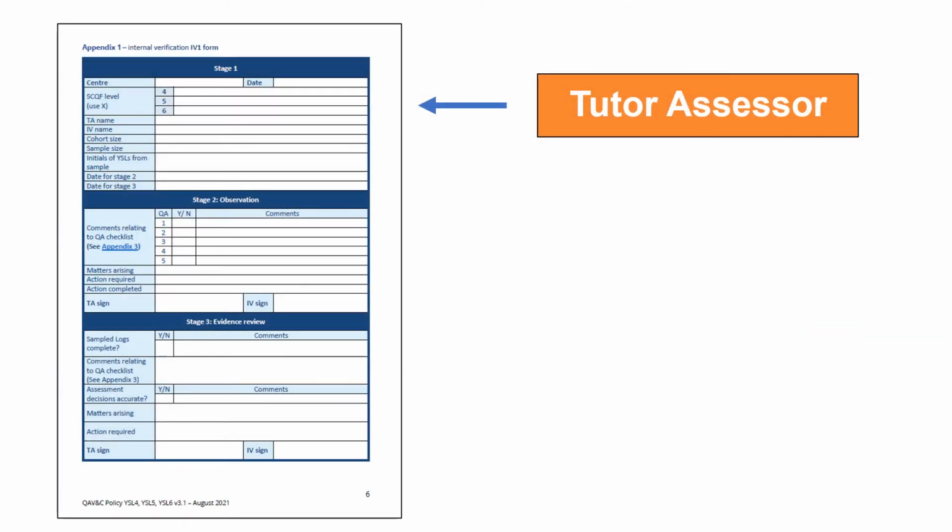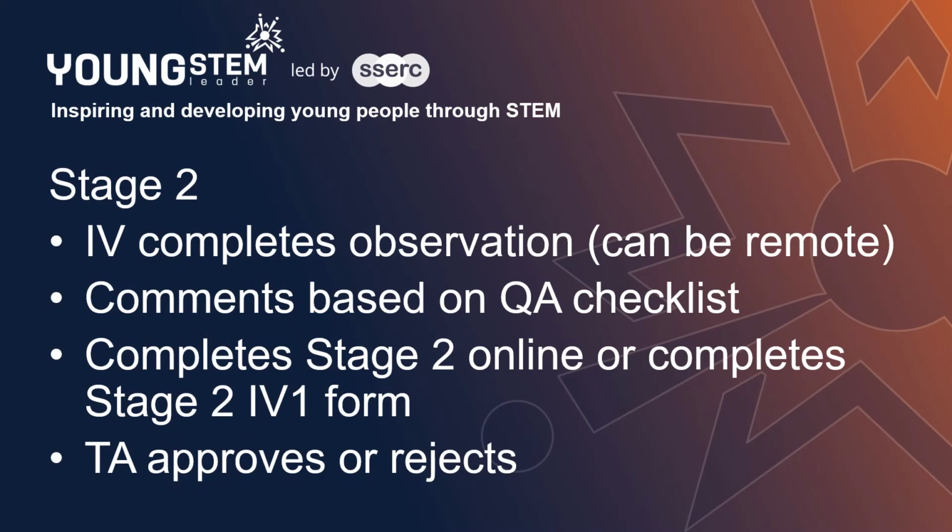Stage 1 can also be completed by the tutor assessor using the IV1 form. In Stage 2, the internal verifier completes an observation of the tutor assessor. This can be face-to-face or remote.